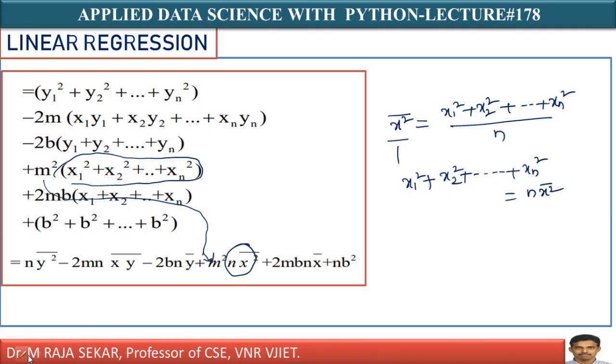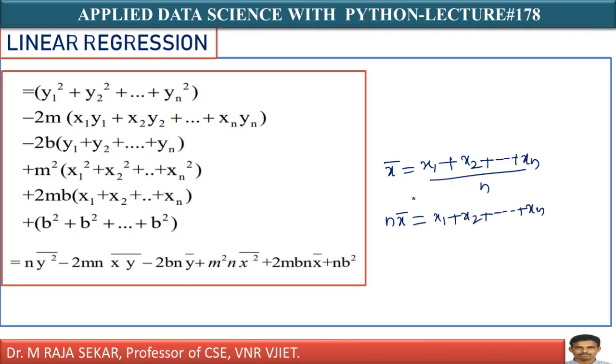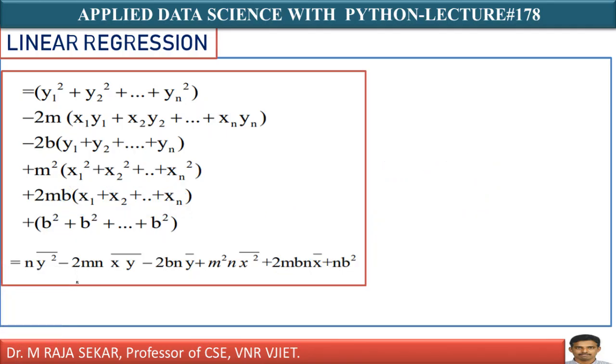Now, what about the next one? It is simple. What is my x bar? x bar equal to x1 plus x2 plus so on xn by n. If you cross multiply it, n into x bar equal to x1 plus x2 plus so on xn. This is 2mb. In the place of x1 plus x2 plus so on xn, I can write n x bar. This is b square plus b square plus b square. How many times? n times. Therefore, that must be nb square.